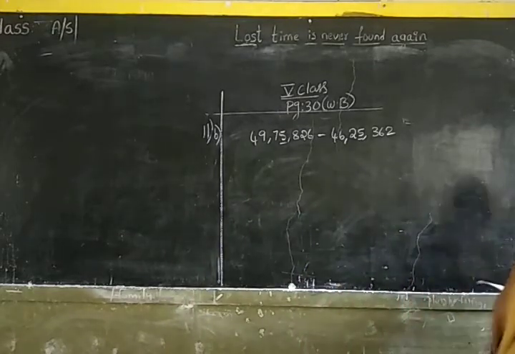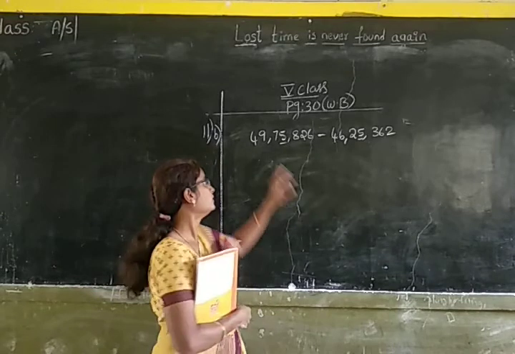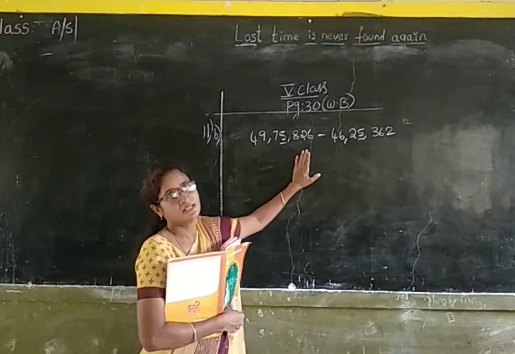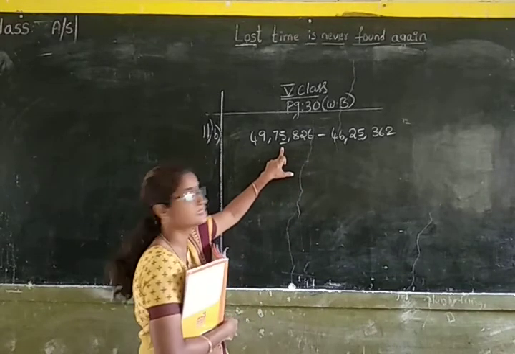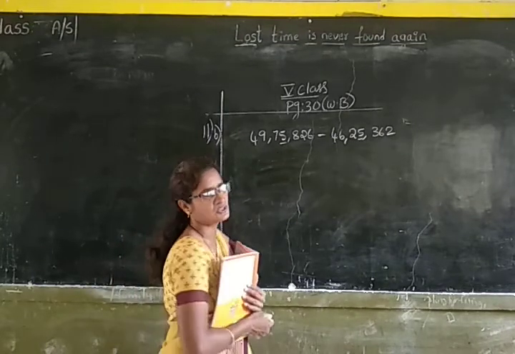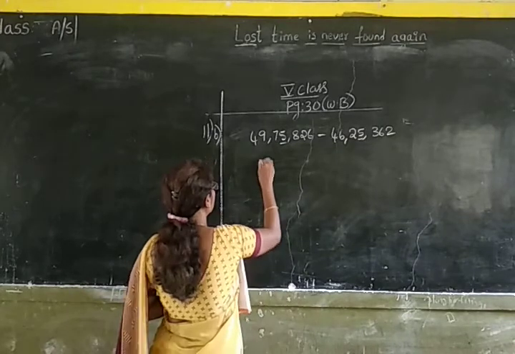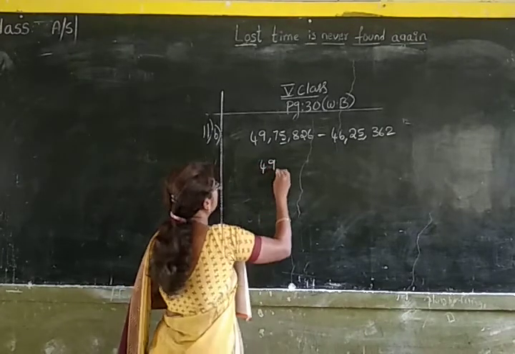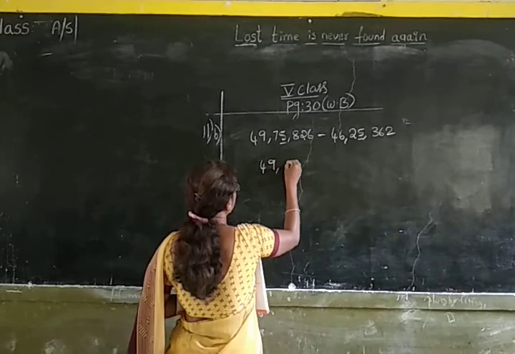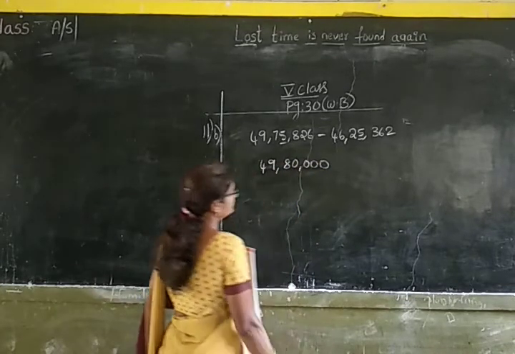Here we have to estimate the number to the nearest 10,000. So you have to underline the digit at the thousands place. Here the digit at the thousands place is 5, so you have to add 1 to the next number. So this number will become 49 lakhs 80,000. Okay children, 49 lakhs 80,000.